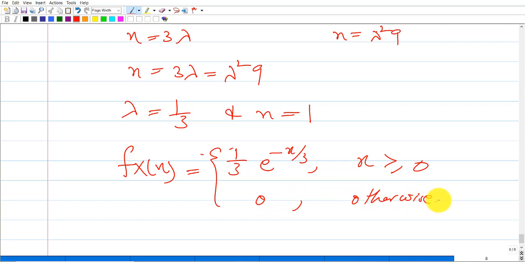So I hope you have understood these families of random variables. We will continue with these families of continuous random variables in the next lecture.